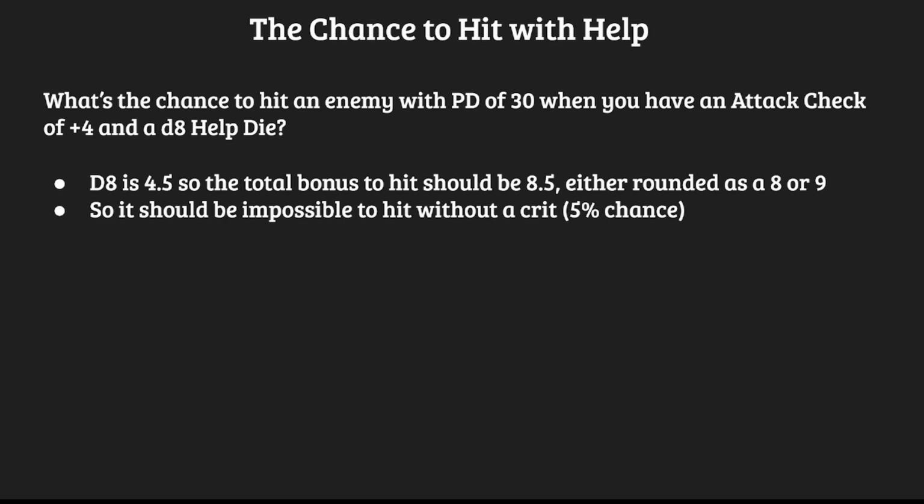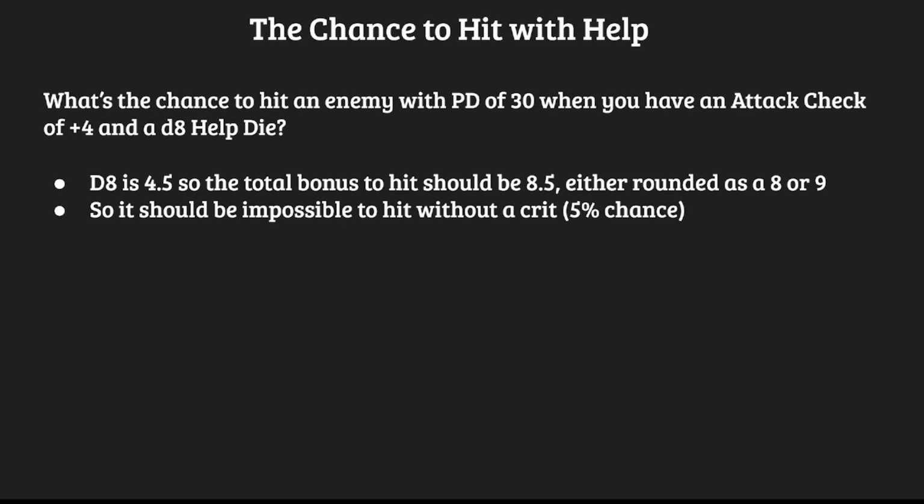So, obviously this PD is very high. We can think about it maybe as a brutal chance if you want, although that changes some of the logic. But for now, let's think about it using that average value. So our d8 is a 4.5, so the total bonus to hit should be about an 8.5. So we can either round that to an 8 or a 9. So it should be impossible to hit without a crit, right? Because there's no way I can roll a 30 on the dice if I'm adding an 8.5, either an 8 or a 9. Even if I have a +9 to the roll, if I roll a 20, that's still a 29. So I'm never going to hit that 30 mark. Obviously, if I land a crit, that's going to count as a success.